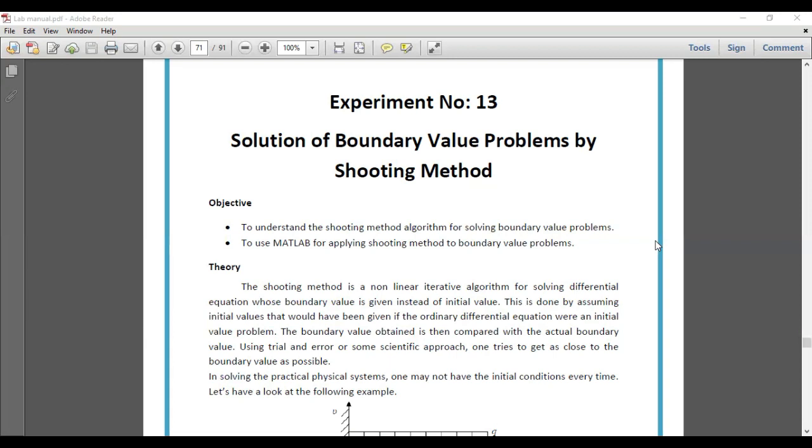But the differential equation is solved using the initial condition. So by hit and trial method, we have to adjust the initial condition such that the boundary condition is satisfied. Then our differential equation will be solved completely.